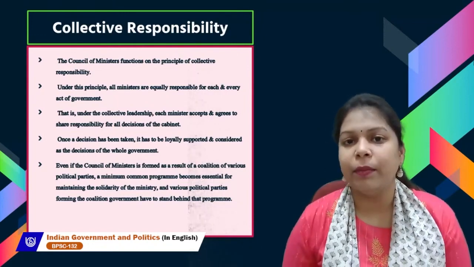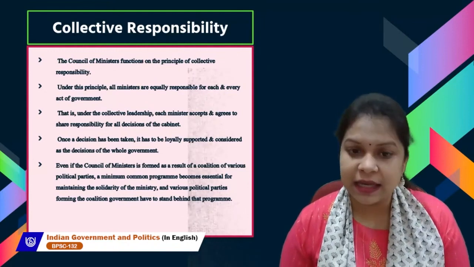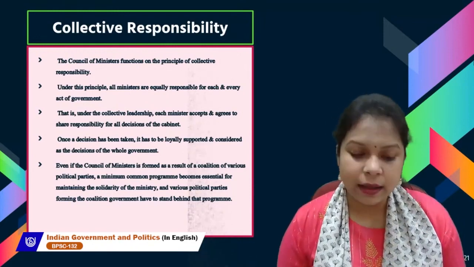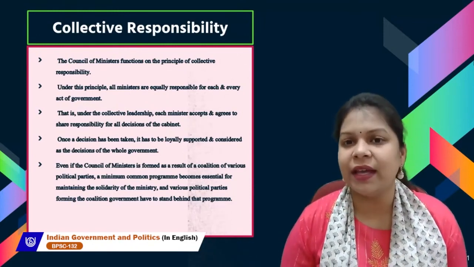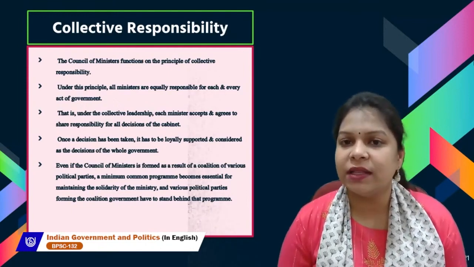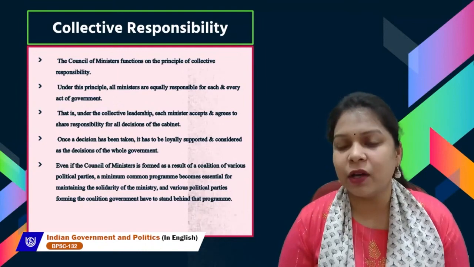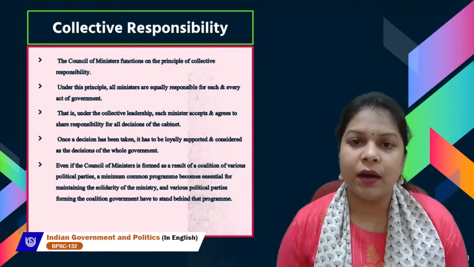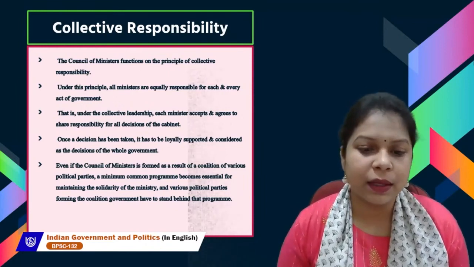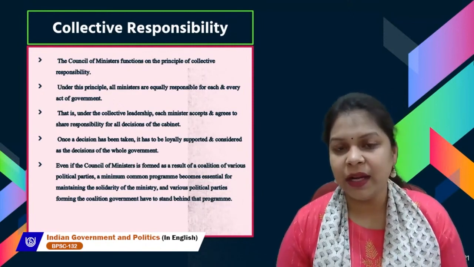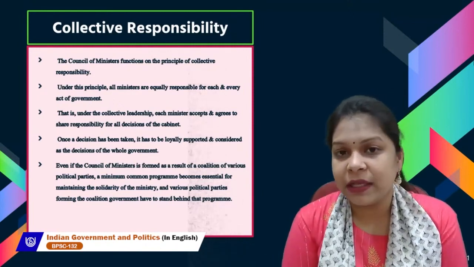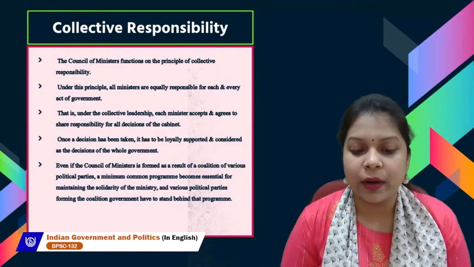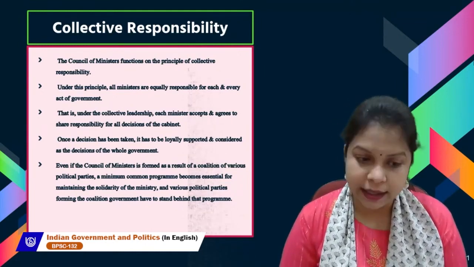So it is believed that the ministers will support the decisions once taken and considered as the decisions of the whole government. So one cannot say, why is this agriculture department doing this, why is this agricultural minister talking about this, I don't support. No minister can say this, because it is the collective responsibility of all the ministers to consider this decision of the whole government collectively. So even if the Council of Ministers is formed as a result of a coalition of various political parties, a minimum common program becomes essential for maintaining the solidarity of the ministry.